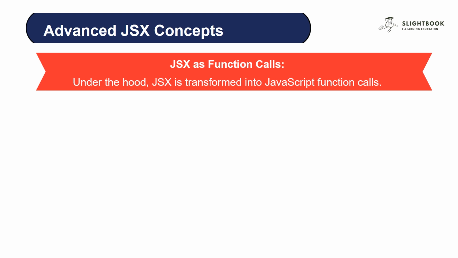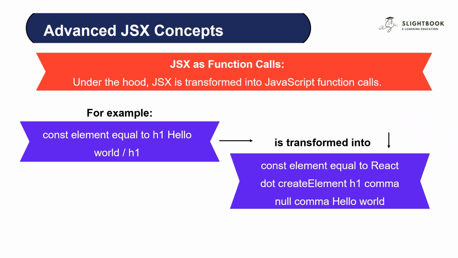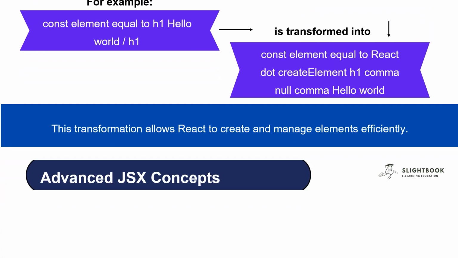Under the hood, JSX is transformed into JavaScript function calls. For example, const element = <h1>Hello World</h1> is transformed into const element = React.createElement('h1', null, 'Hello World'). This transformation allows React to create and manage elements efficiently.